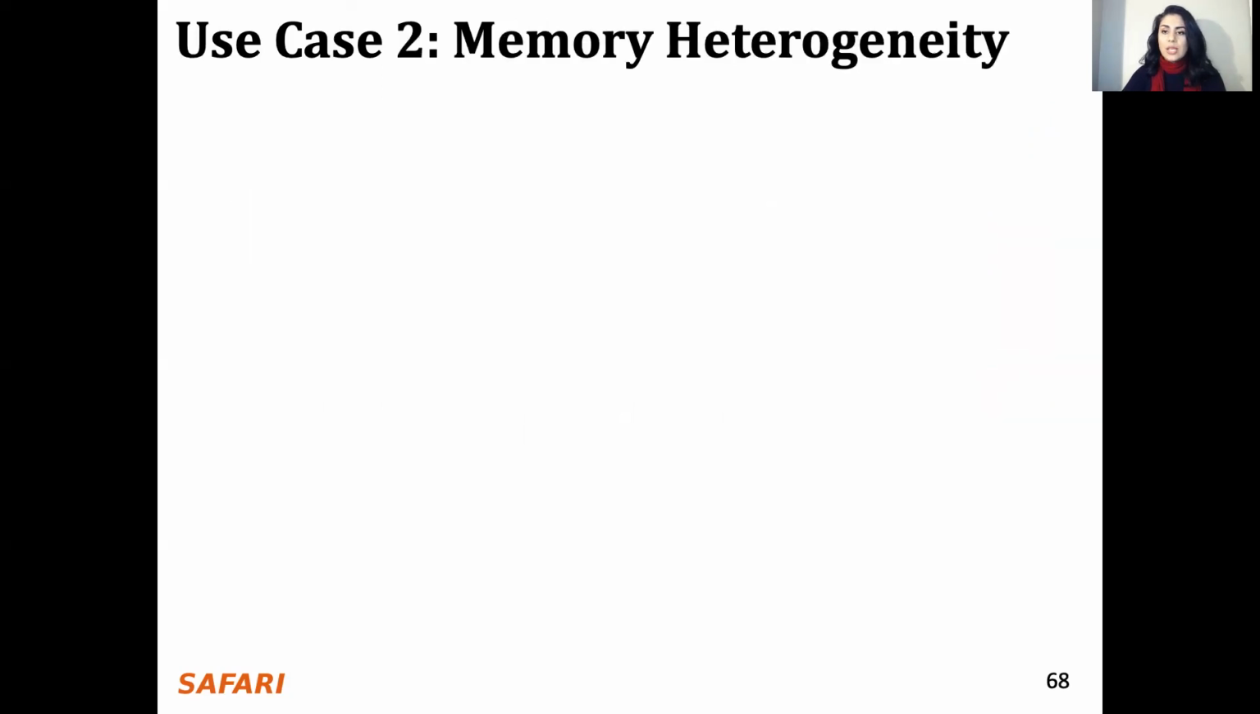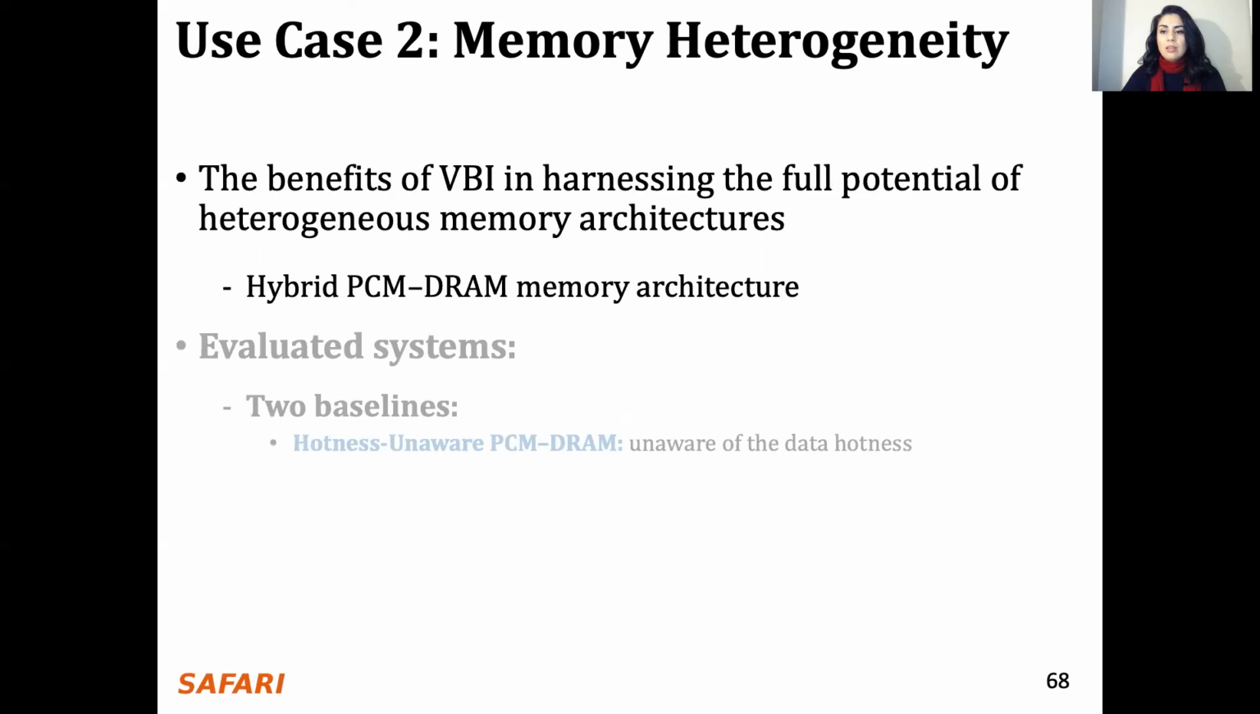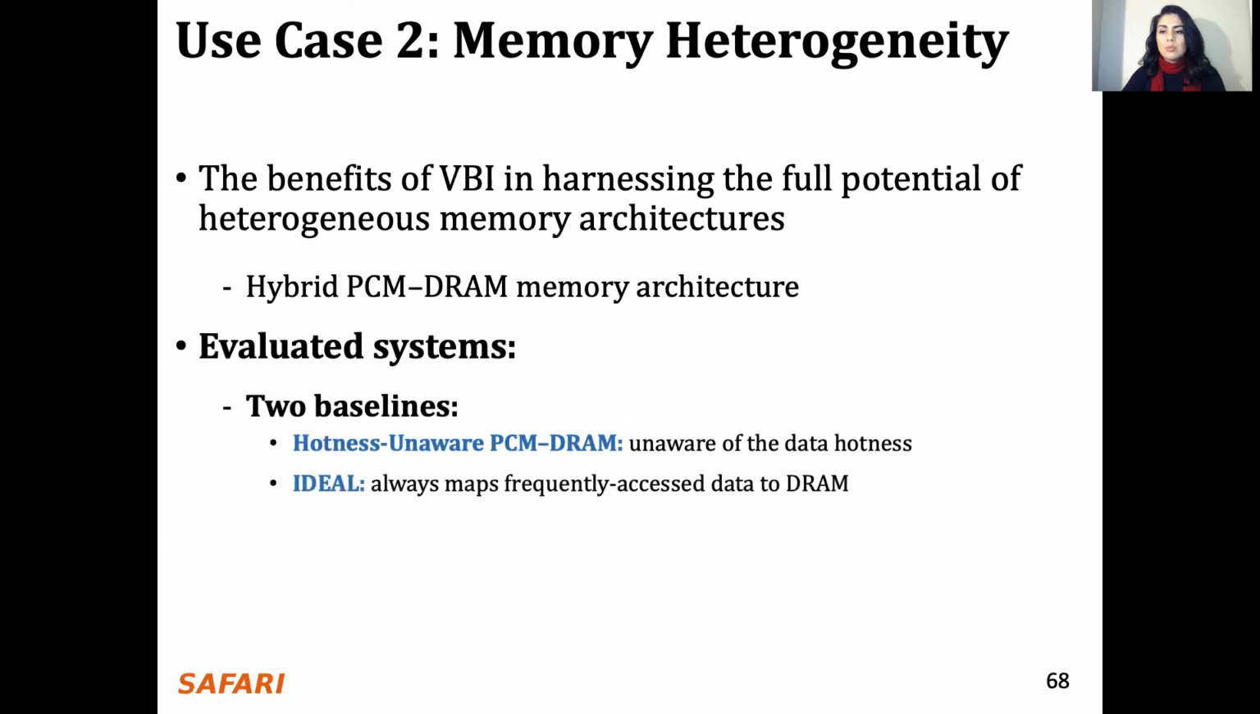As a second use case, we evaluate the benefits that VBI offers in harnessing the full potentials of heterogeneous memory architectures. To this end, we evaluate VBI in a system with a hybrid PCM DRAM main memory architecture. We examine 2 baseline systems. First, hotness unaware PCM DRAM, where the mapping mechanism is unaware of the data hotness. And second, ideal, which is an unrealistic perfect mapping mechanism that uses Oracle knowledge to always map frequently accessed data to the DRAM as the fast memory.